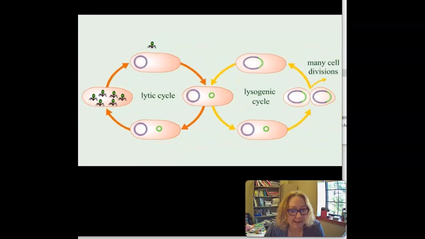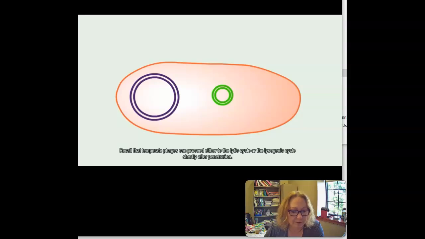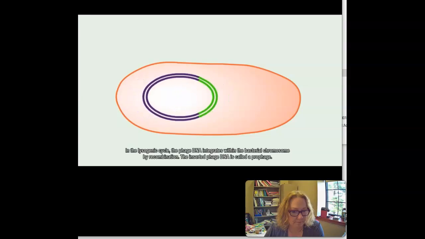The lysogenic cycle. Recall that temperate phages can proceed either to the lytic cycle or the lysogenic cycle shortly after penetration. In the lysogenic cycle, the phage DNA integrates within the bacterial chromosome by recombination. The inserted phage DNA is called a prophage. Most of the phage proteins are repressed by two repressor proteins that are products of the phage genes.